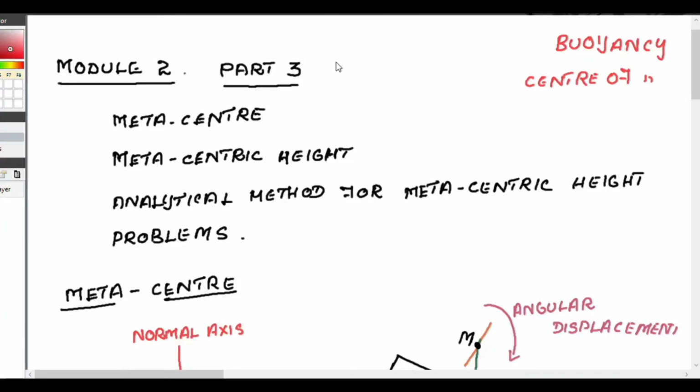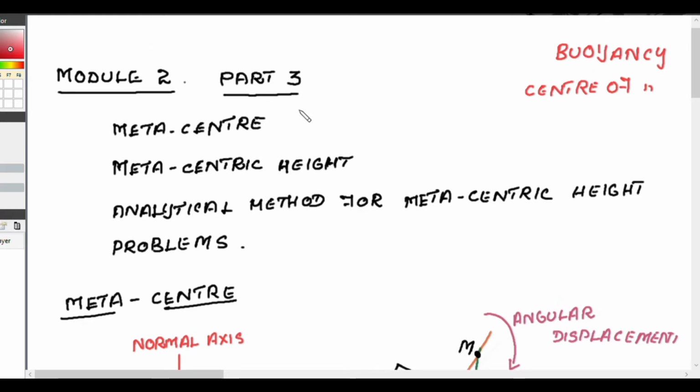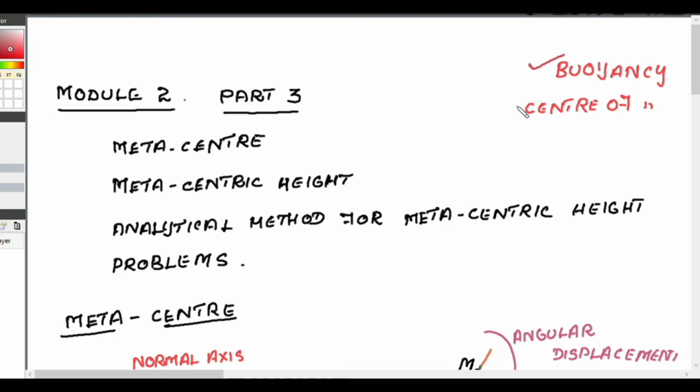Welcome everybody. This is our third class for module 2. So already we have seen what is buoyancy, what is center of buoyancy, and the problems related to buoyancy and center of buoyancy.